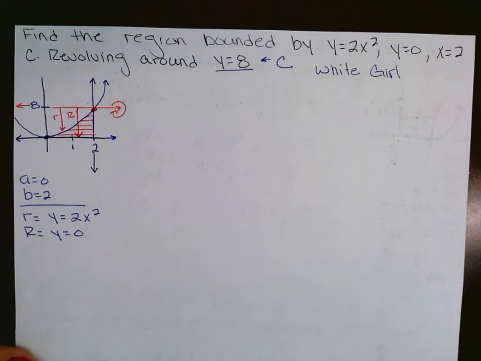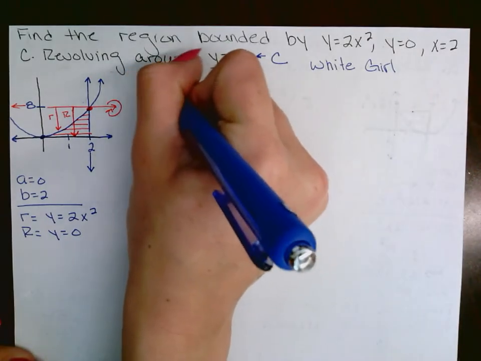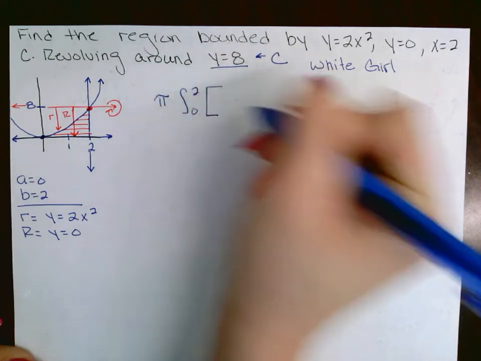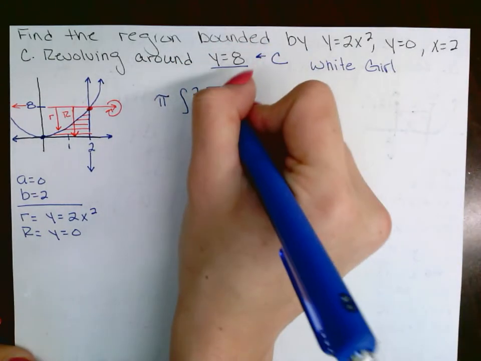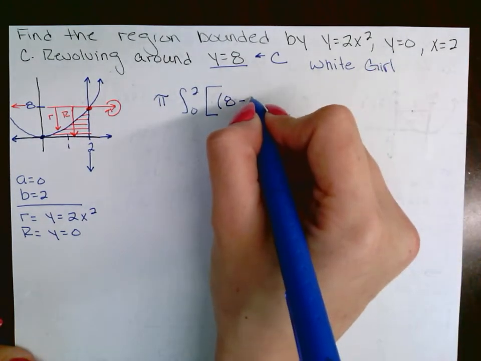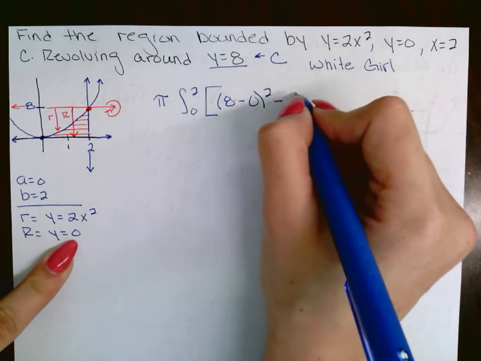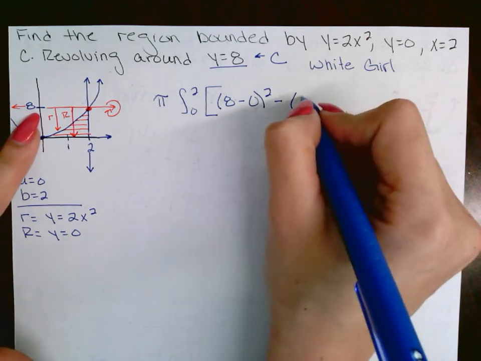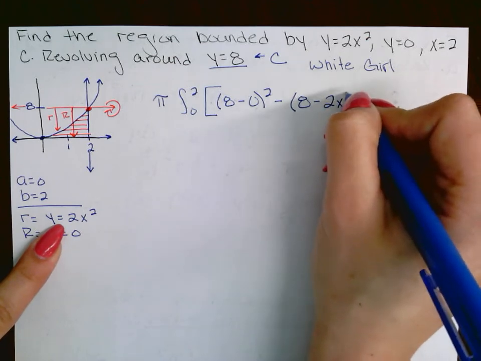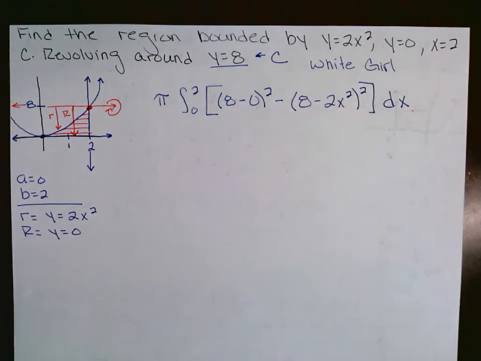Once you know this bit of information, you are ready to set up your integral. So I have pi times the integral from 0 to 2 of c. Who's my c? Good. So I have 8 minus capital R. What's my big R? Be careful, big R. 0 squared minus c, which is 8, minus my little r, which is, good, 2x squared. And I write dx because this is in terms of x.